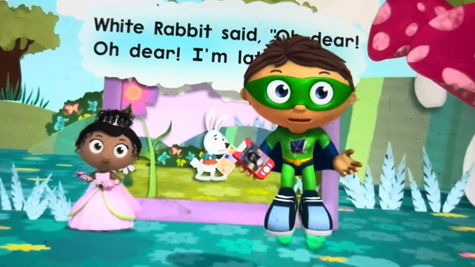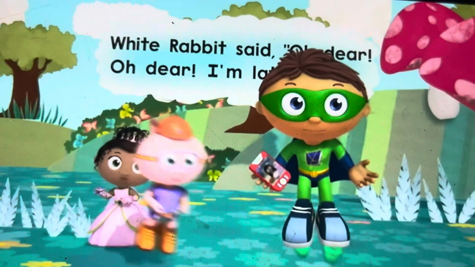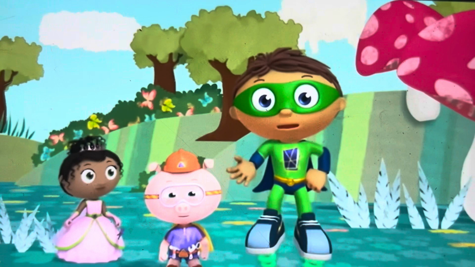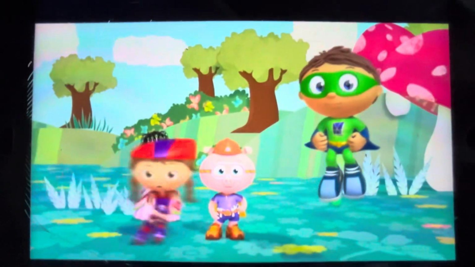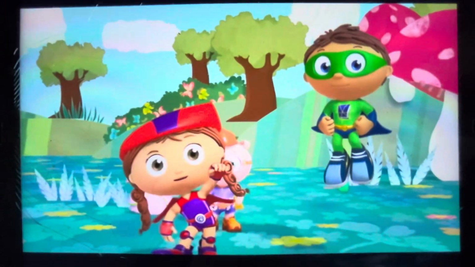And that, super readers, is why we are in this book. We need to follow White Rabbit and see what he does about being late for the tea party. To the rabbit!